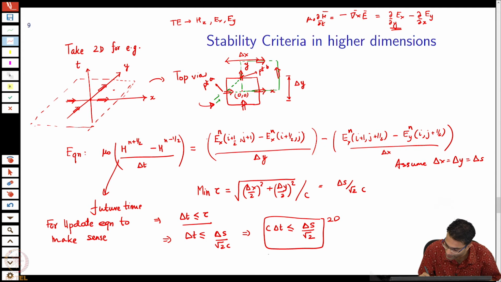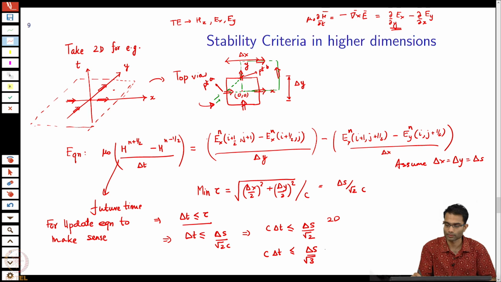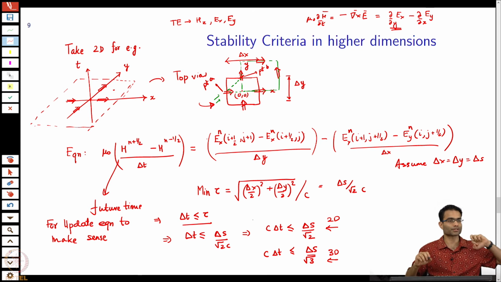So, can you guess in 3D what will happen? Exactly, I will get a root 3. I am just looking at the shortest distance. I want to do my update before the signal gets there in computation.